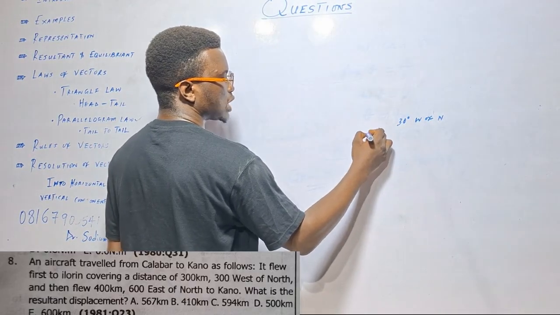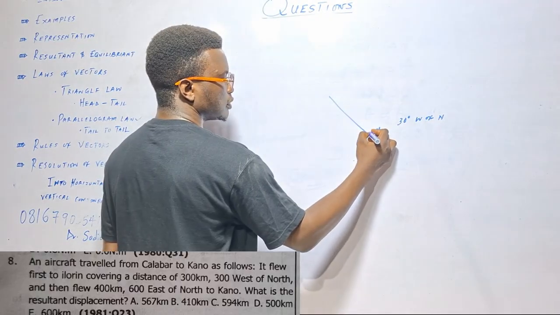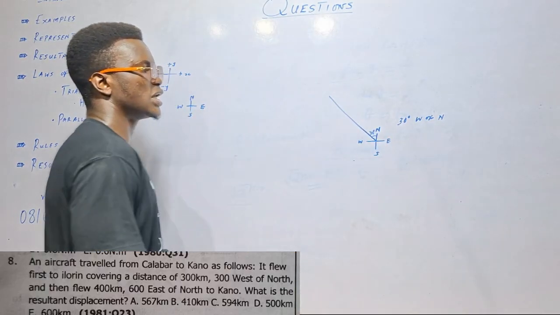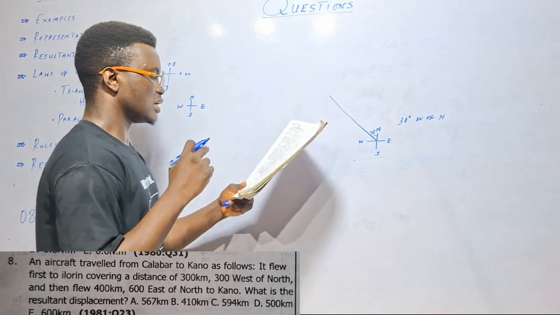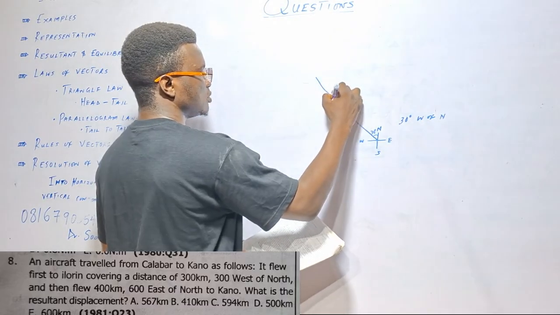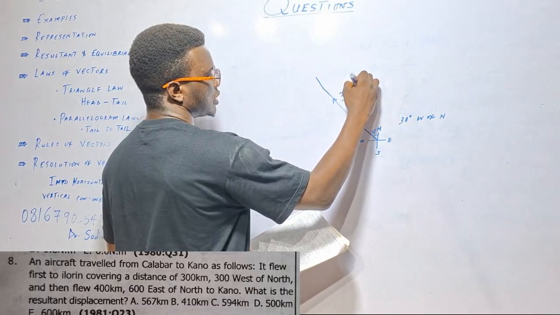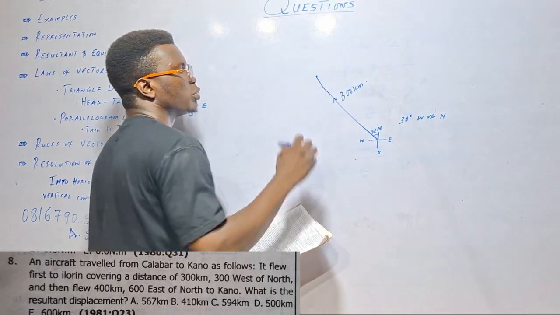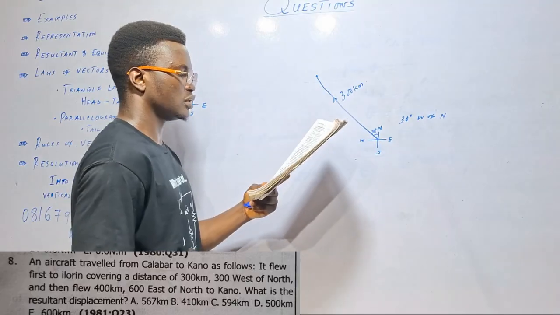So you can draw your 30 degrees to this side. That's 30 degrees west of north. But the distance it covers is 300 kilometers. So let me make this 300 kilometers. Then it arrived at a point. Then what happened next?